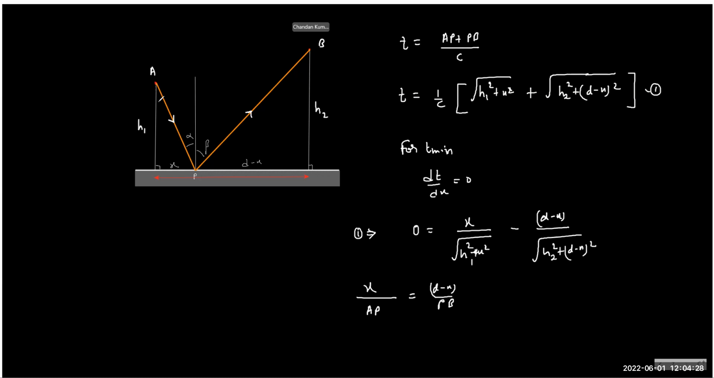And because this is alpha, this is also alpha, and this is beta, this is also beta. What is sin alpha? x by AP. What is sin beta? d minus x by BP. So if sin alpha equals sin beta, then alpha equals beta. Understood?